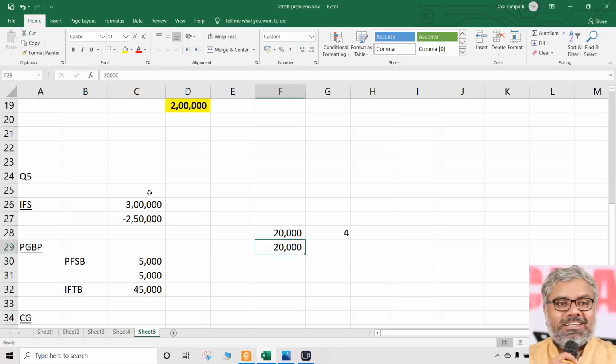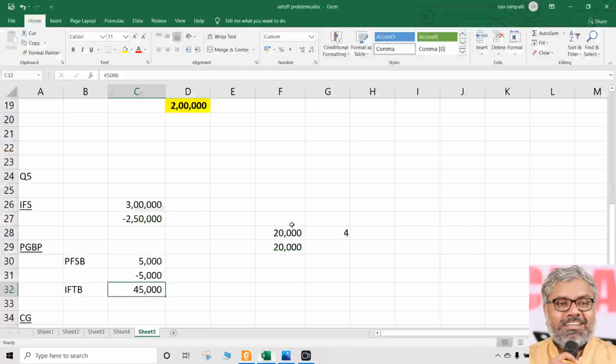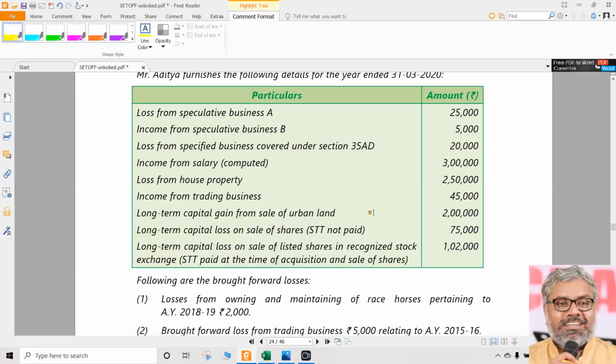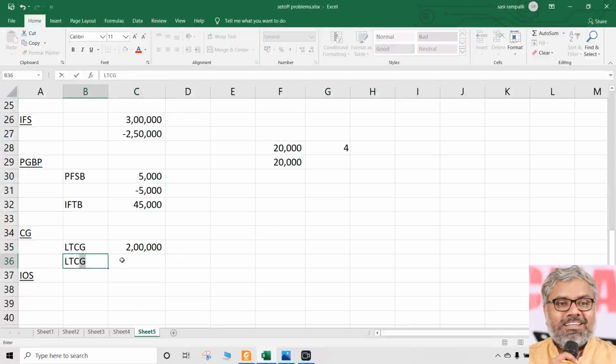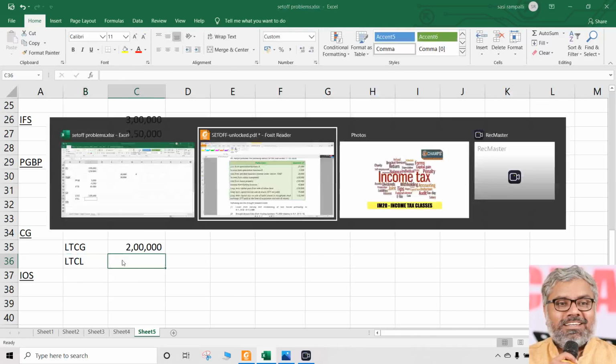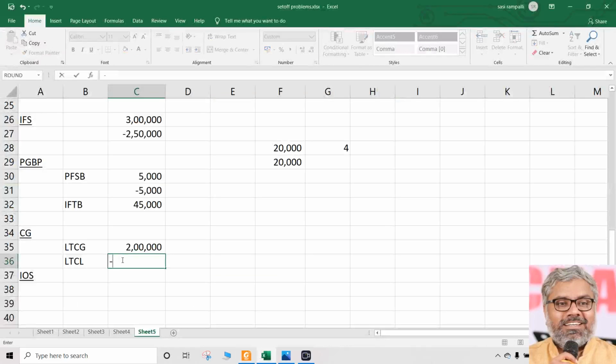Income from salary, 3 lakhs, already written. Loss from house property, already set off, no problem. Income from trading business, already written. Long-term capital gain, already written, 2 lakhs. Now the question comes about long-term capital loss. Can it be set off against long-term capital gain? Absolutely yes. Long-term capital loss can be set off against long-term capital gain, whatever it may be. There is no problem. So 75,000 is okay.